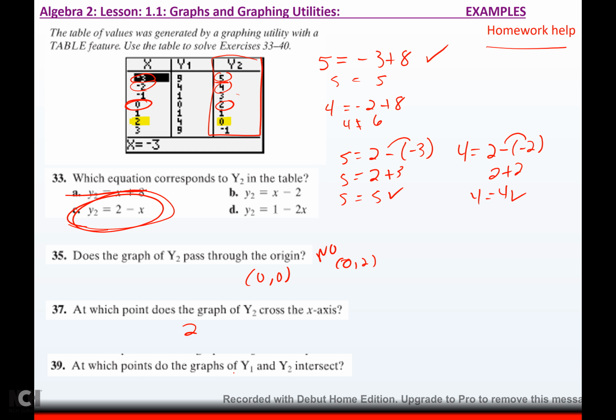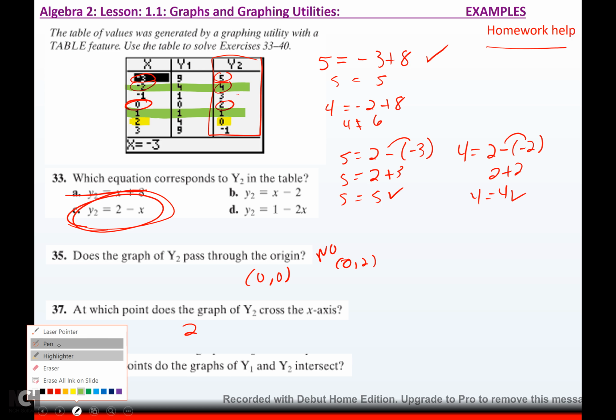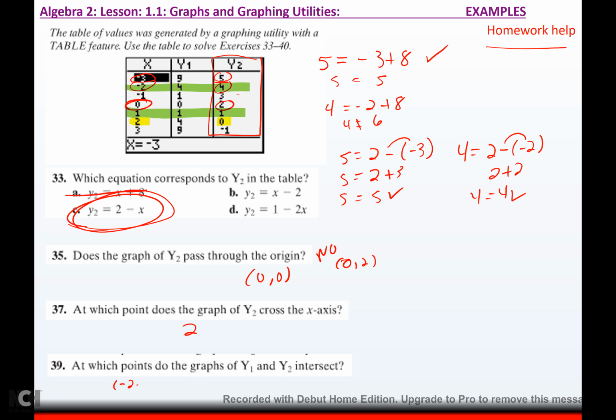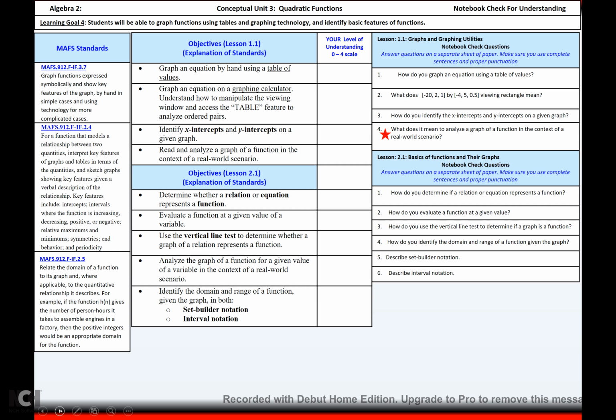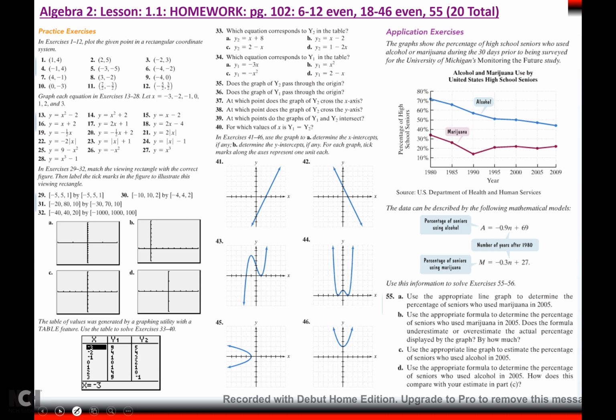At which point do the graphs of y1 and y2 intersect? Remember from our system days, that is when you get an equal value for y, and that is right here, and also right here. So you would have two possibilities, -2, 4, and 1, 1. Okay? Alright, so what does it mean to analyze a graph of a function in the context of a real-world scenario? Just like we were reading those line graphs for the marriages and answering questions.